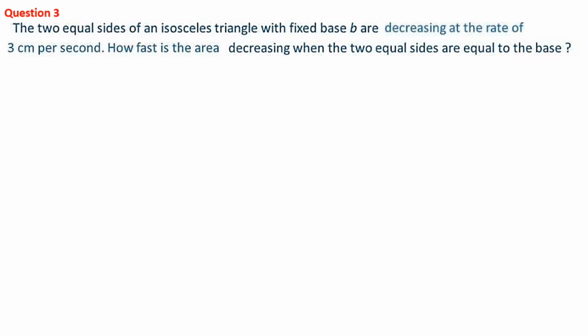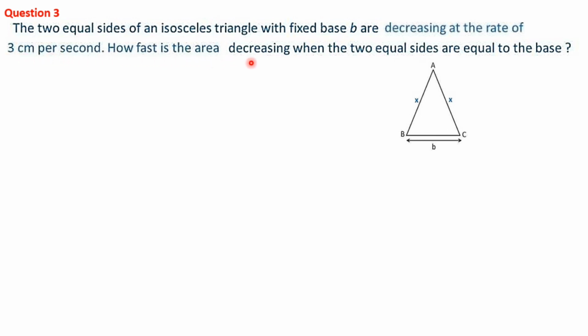Two equal sides of an isosceles triangle. Here is an isosceles triangle ABC. The equal sides AB and AC marked with x, and it has a fixed base B. Base B is a constant and it is fixed. The equal sides are decreasing at the rate of 3 cm per second. Per second, it depends on the time. Means here the variable is x we have taken, means dx by dt is 3 cm. Decreasing means minus 3 cm. dx by dt is minus 3 cm per second.